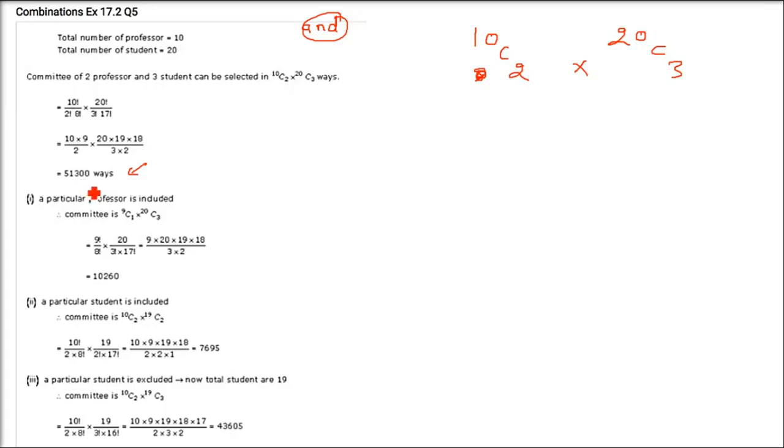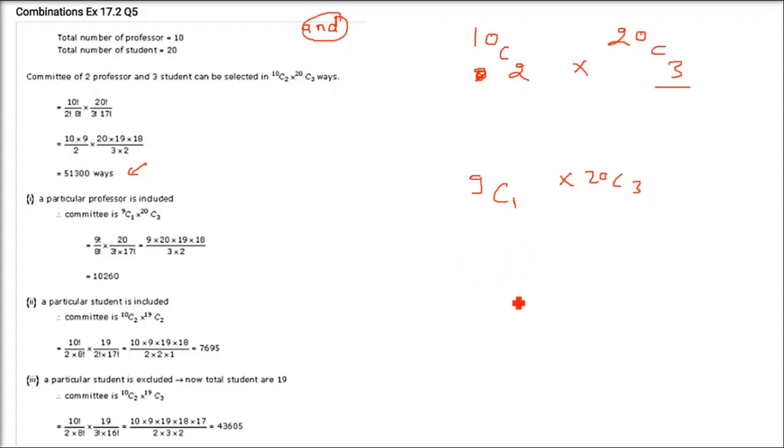Now the first part in this question is that a particular professor is included. We are talking about professors. A particular professor is always included, so 10 minus 1, you have only 9 options. And since 1 is always included, you just have 1 to select from 9. So 9C1 into 20C3.